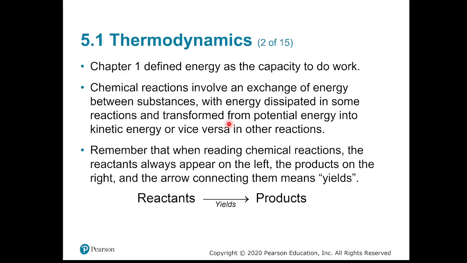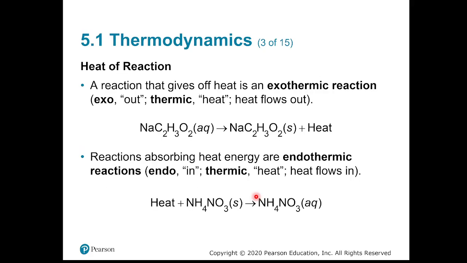So remember that when reading chemical reactions, the reaction always appears from the left to the right. So the reactants will be on the left, products on the right, and we'll get the yields, which is this arrow right here, in between them. That yields is a directional equal sign, right? Okay. Everybody good with that so far? Fantastic. Okay, so let's talk about the heat of the reaction.